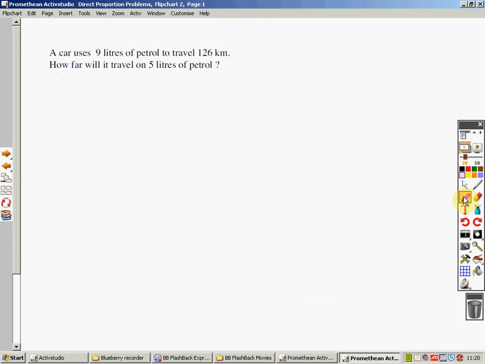So a car uses 9 litres of petrol to travel 126 kilometres. How far will it travel on 5 litres of petrol? Now the crucial bit about these is often you're given a fact and then you're given a question.